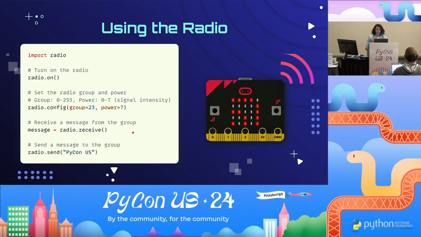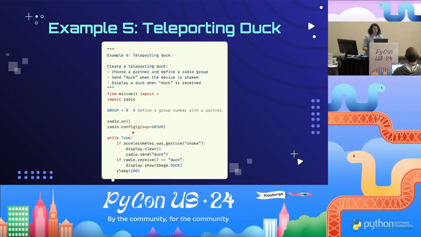To test this, we are going to be running this example here, the teleporting duck. The idea here is that we have a duck being shown on your display. And when you shake the board, the duck is going to teleport to the other board. And you can do this back and forth to see the duck going from one board to the other. This example is also in the repository. So let's do it together.